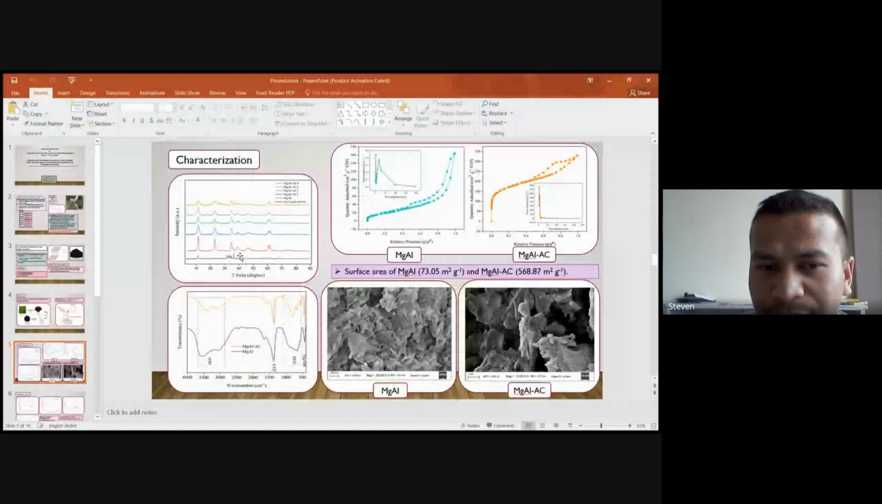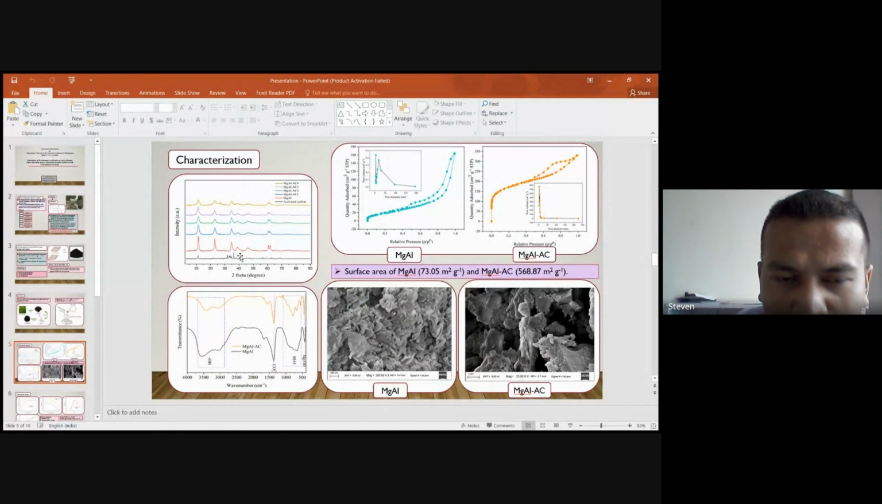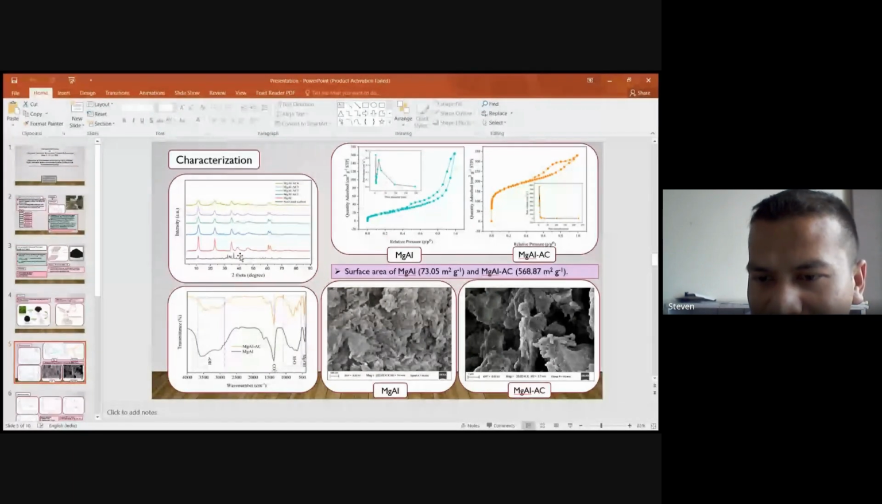If you look at the XRD peaks, we see that the pure magnesium aluminum LDH shows the typical peaks of an LDH. In this work, we added various dosages of activated carbon. After adding various dosages of activated carbon, we see that the peaks remain the same, but the intensity decreases. This could be due to the presence of the activated carbon, which reduces the crystallinity of the composite.